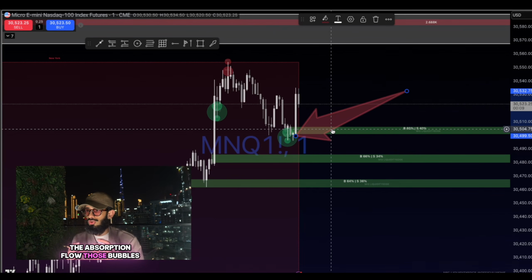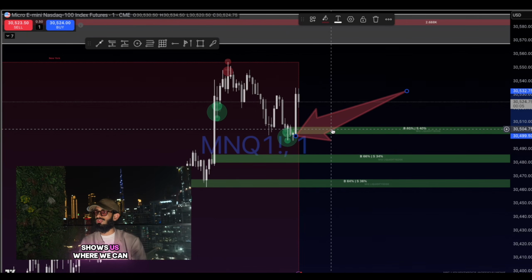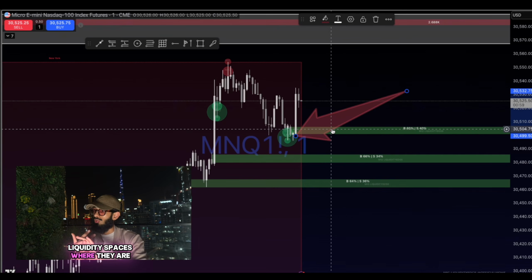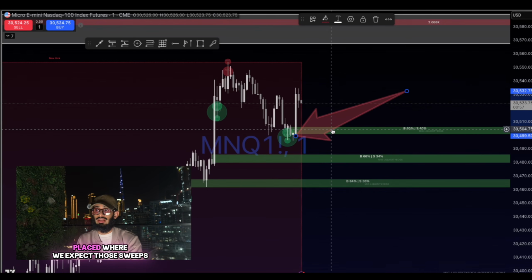The absorption flow, those bubbles show us where active execution is. The heat map style shows us where we can expect price to be based off of previous liquidity spaces, where those stop runs are placed, where we expect those sweeps.